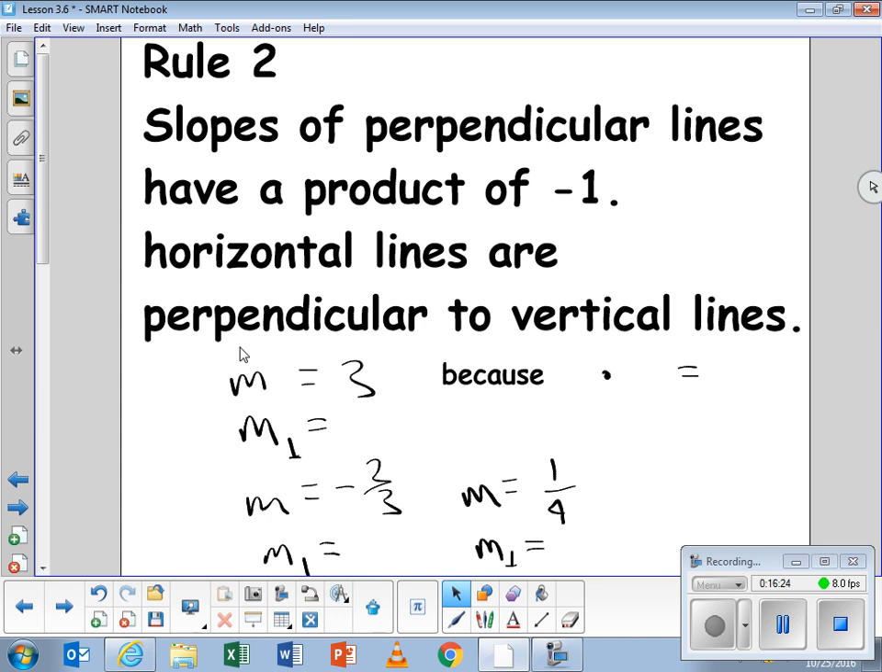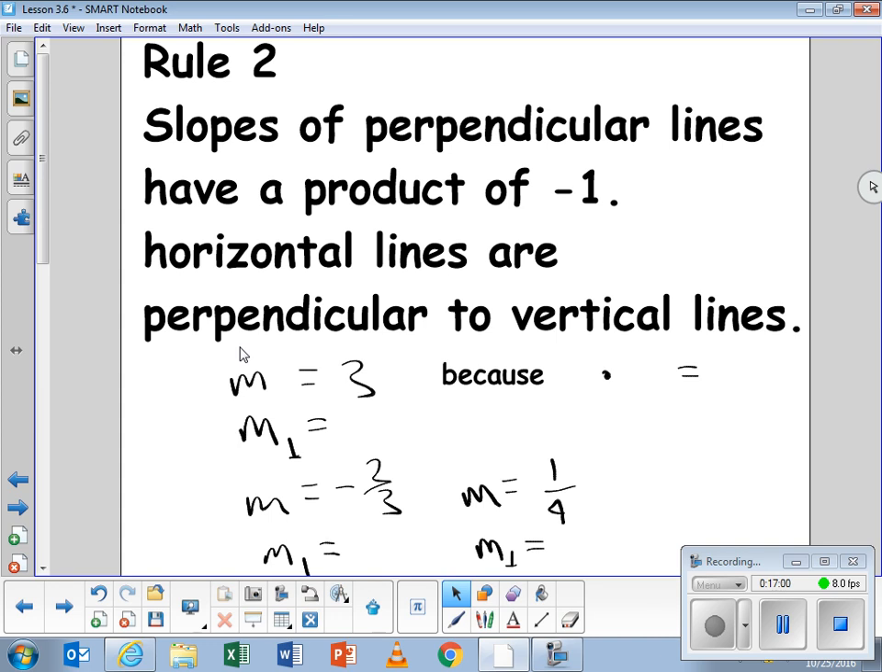Horizontal lines and vertical lines are perpendicular to each other. The rule, product of -1, doesn't apply to horizontal and vertical lines because one has a slope of 0 and one has an undefined slope, and then we can't multiply them together to get -1, yet they have to be perpendicular. So again, there's a little disclaimer thrown in there to say this rule doesn't work for everything because horizontal and vertical lines kind of mess up life sometimes.